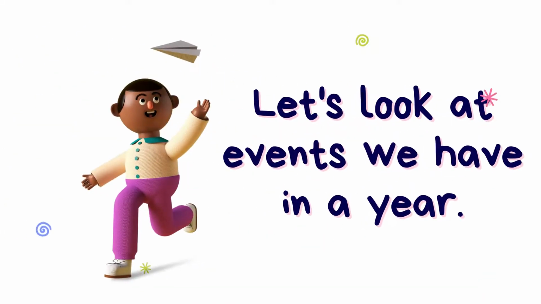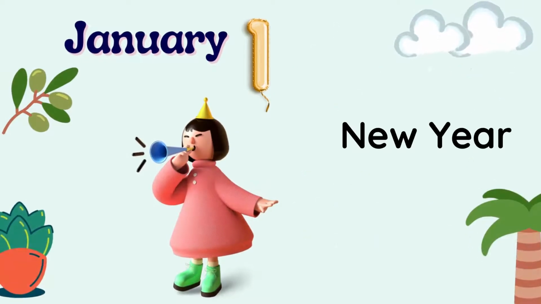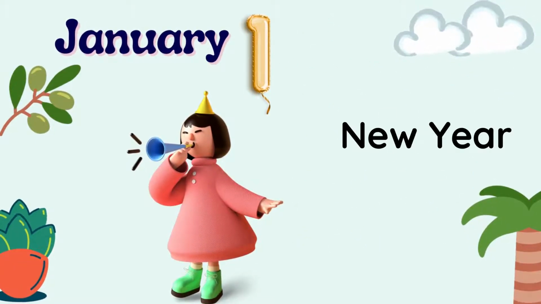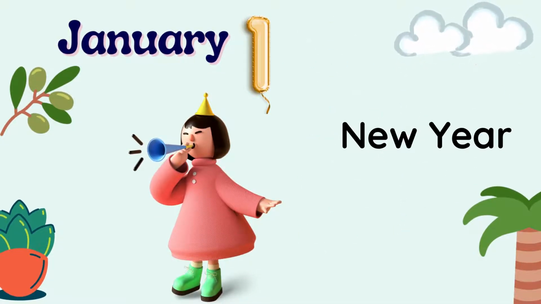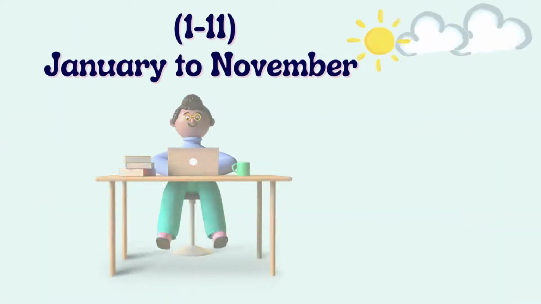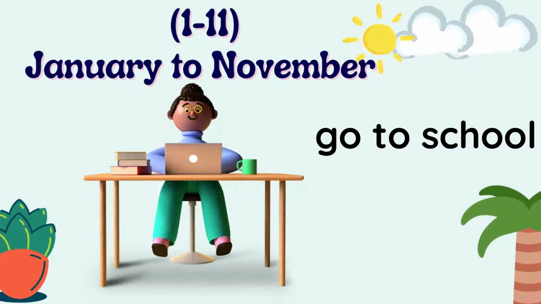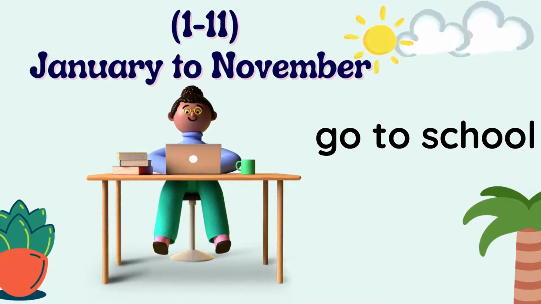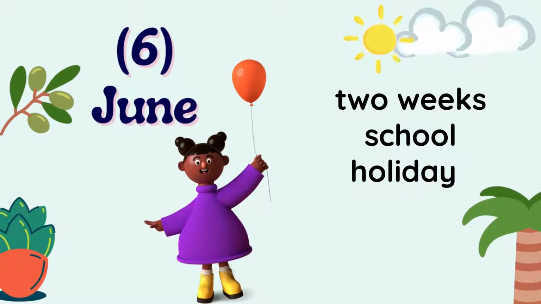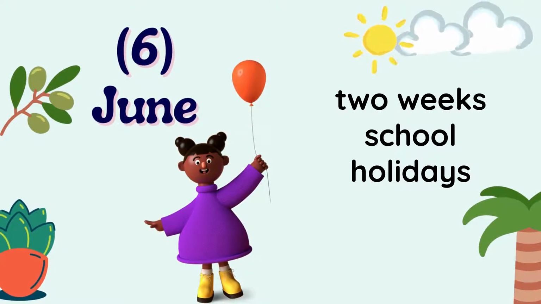Now, let's have a look at events we have in a year. What are the main events we usually have in a year? Let's have a look. In January, we have New Year. New Year in January. Then, from January to November, we're going to go to school. We go to school from January to November. Usually, in June, we have 2 weeks of school holidays. School holidays in June.